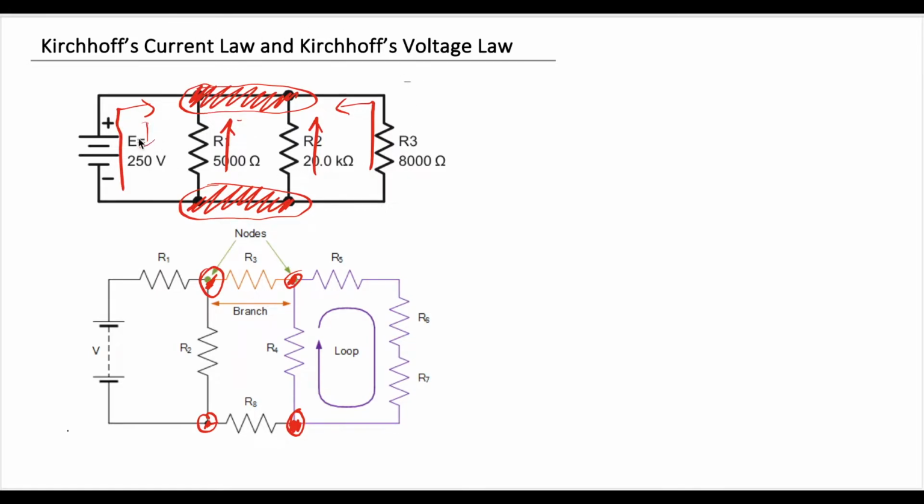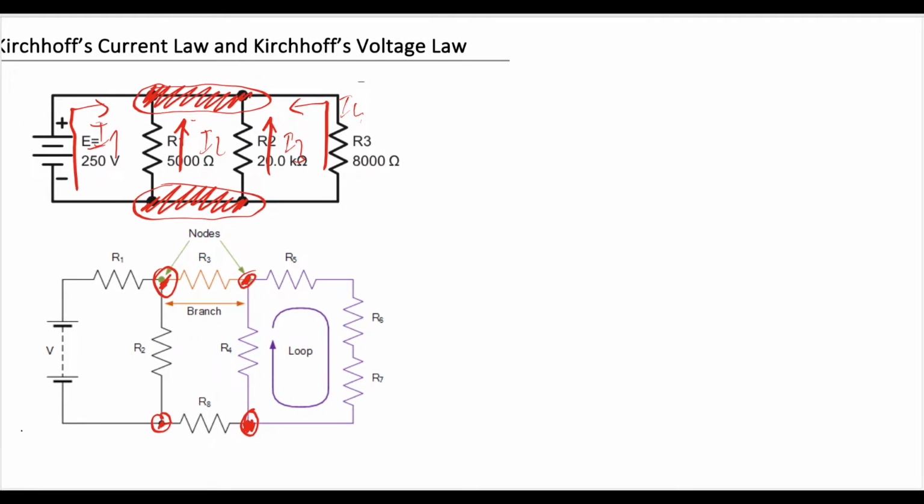So I will call this current I1, this I2, this I3, and this I4. And I know that I1 plus I2 plus I3 plus I4 is equal to 0. We know Ohm's law, that is voltage equals current multiplied by the resistance. So we know that the current is equal to voltage divided by the resistance.